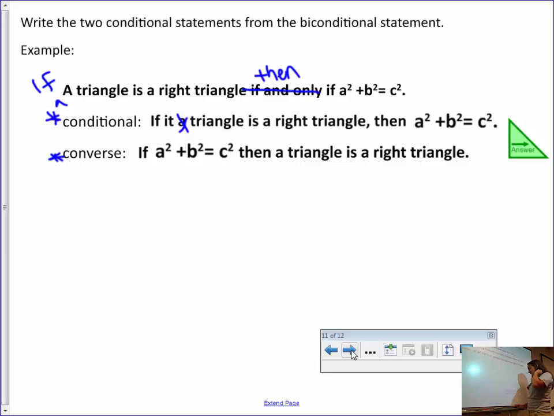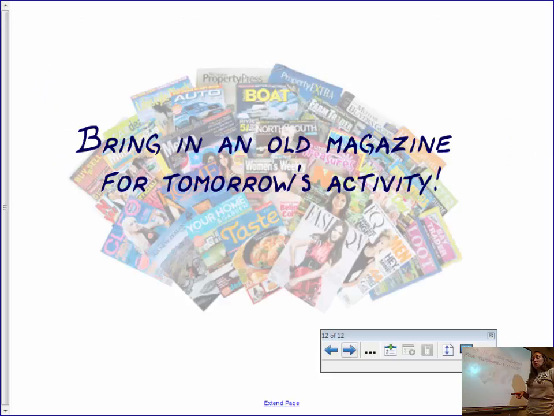Okay? All right, so we are done with sections 2.1 to 2.3. Now tomorrow in class we're going to do an activity. It is a graded assignment. So what we're asking you guys to do is bring in an old magazine. You will be working in groups, but if everybody has a magazine, it'll make it much easier for you tomorrow. So see you in class tomorrow.